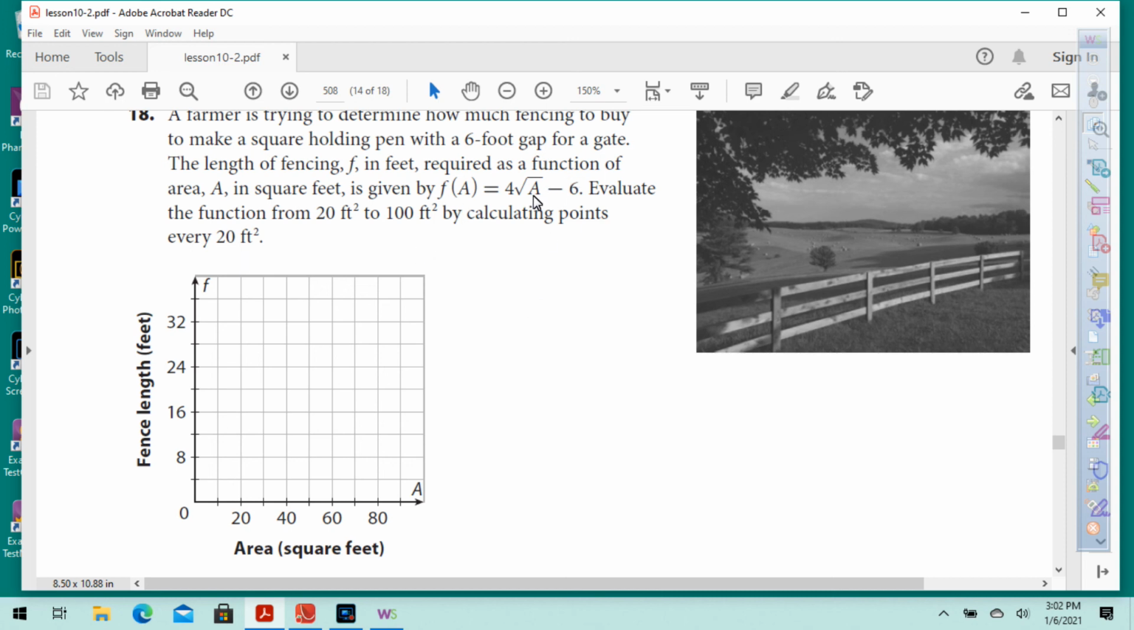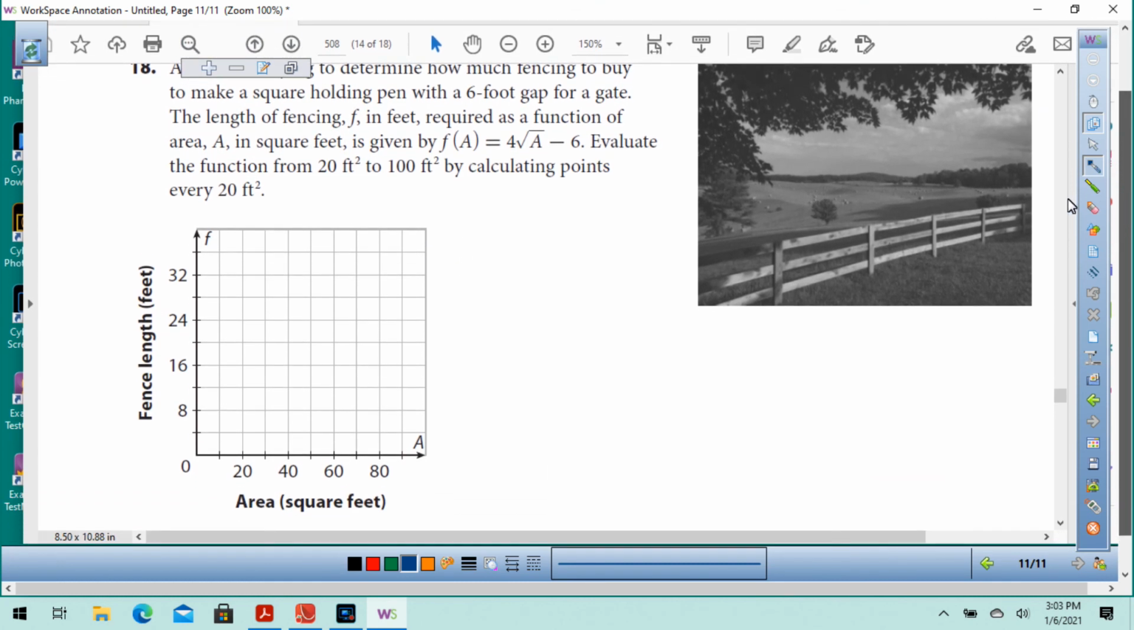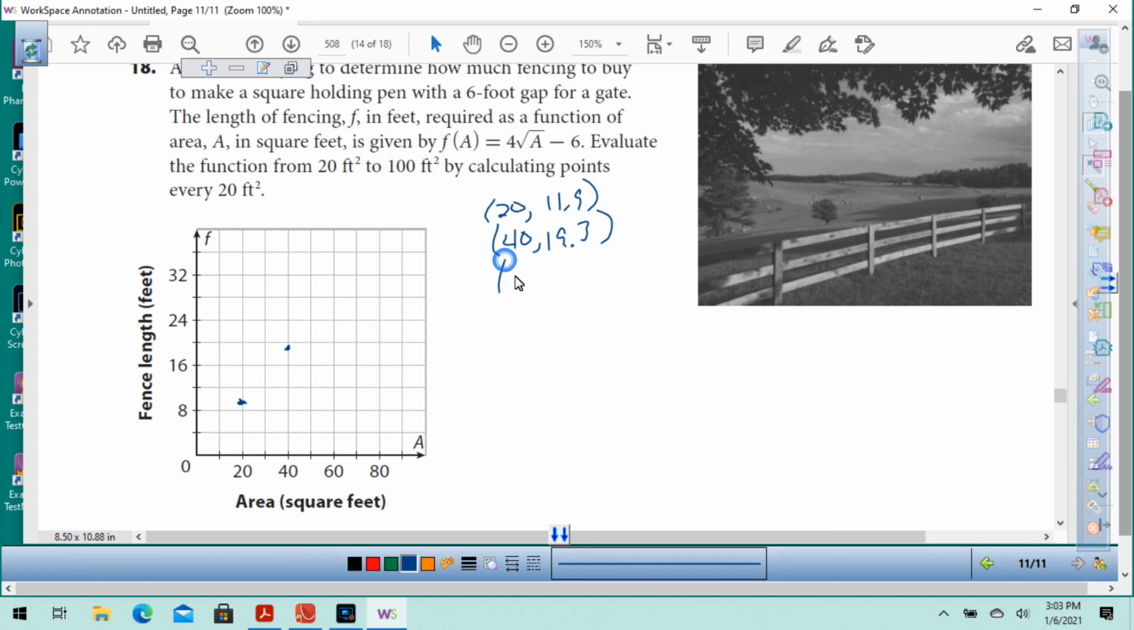You can put that in the calculator, 20, the square root of 20 times 4 and whatnot, and you'll get, well, what do we know? That's going to be down 6, and anyway, 20 feet, that's going to give you like 11.9. I'm using a calculator on the side. And then if you do it at 40, that's going to give you 19.3, that's probably 20 right there, so I'll put that real close. And then the next one, that would be 60, and that's 25.